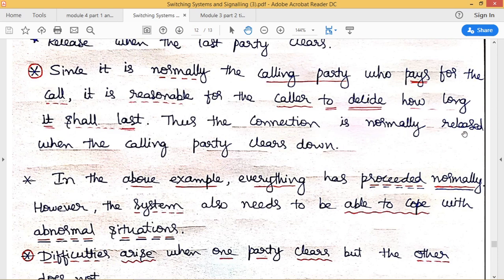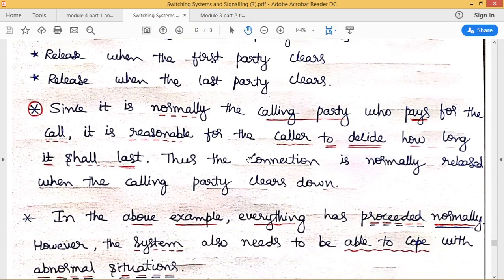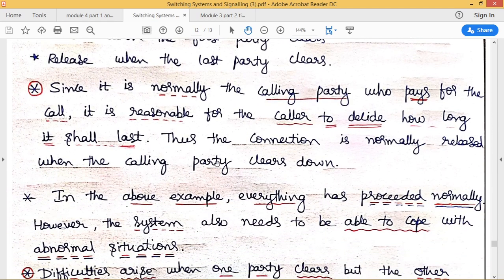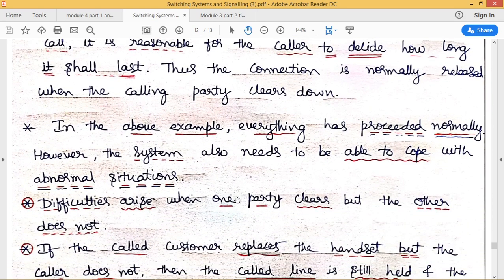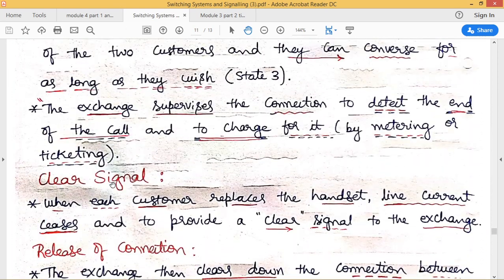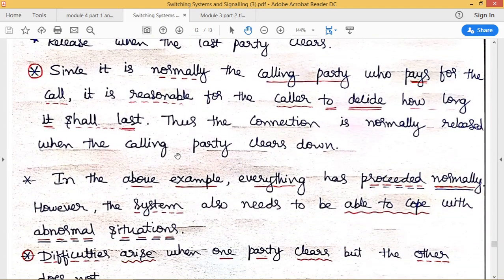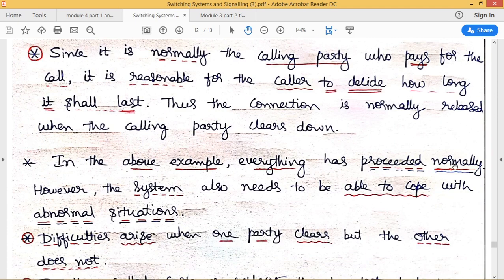Thus the connection is normally released when the calling party clears down. So generally, when the calling party releases, the connection will be removed. In the above example, everything has proceeded normally. In the previous example, whatever we have discussed, the sequence of operations, everything has gone normally.